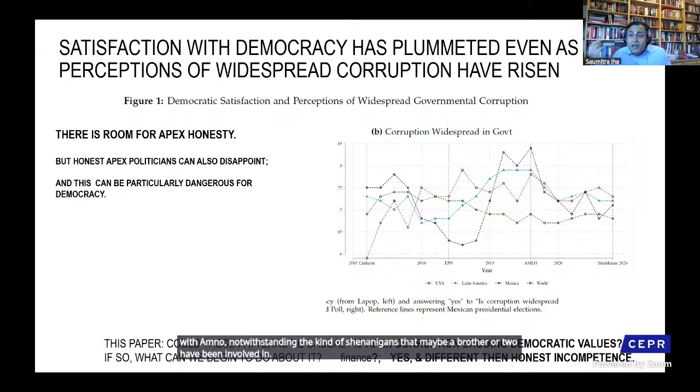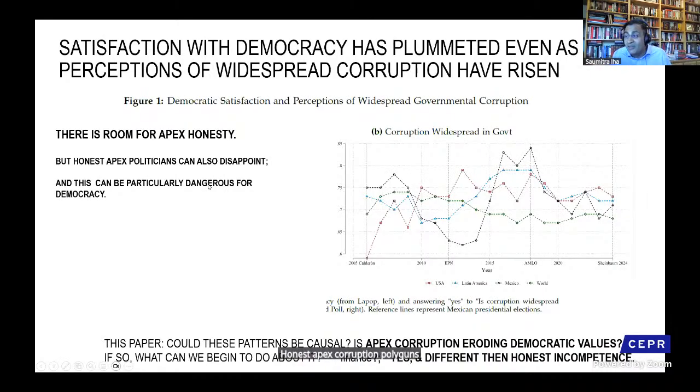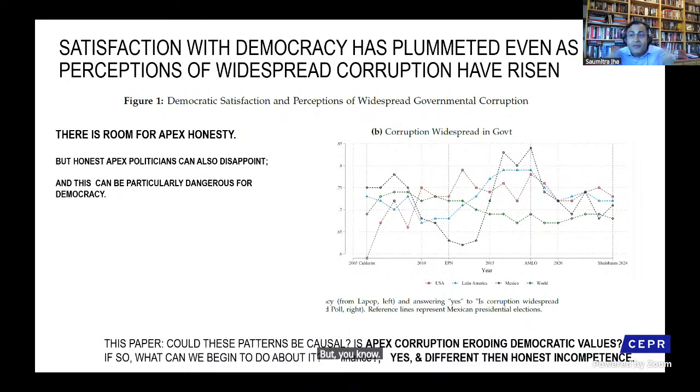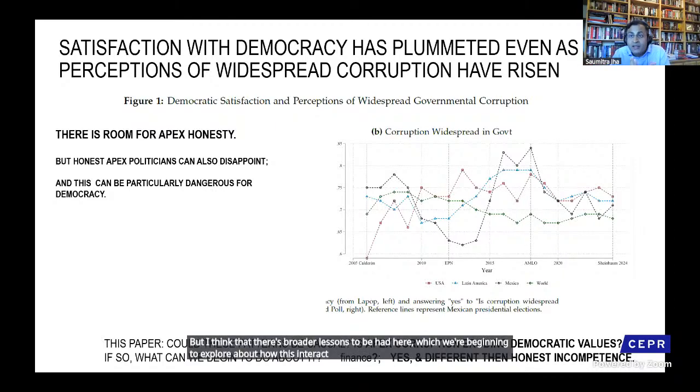However, what we found is that honest apex corruption politicians can also disappoint, and this can be particularly dangerous. If the person that you put your hopes in has people around them who are not quite as honest, this can have particularly problematic results as well. But I think there are broader lessons here, which we're beginning to explore, about how this interacts with ethnic diversity as well.